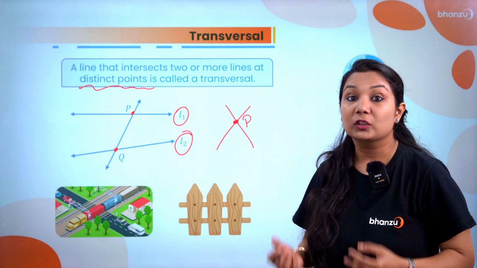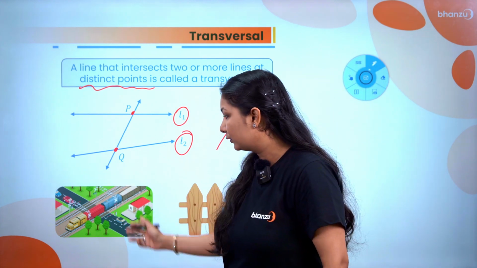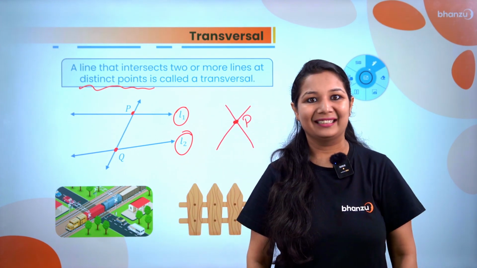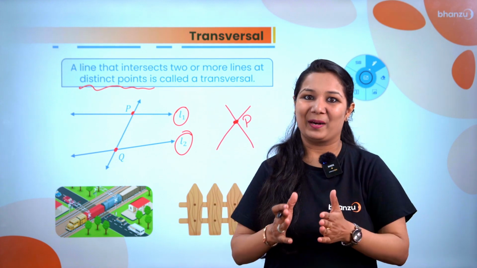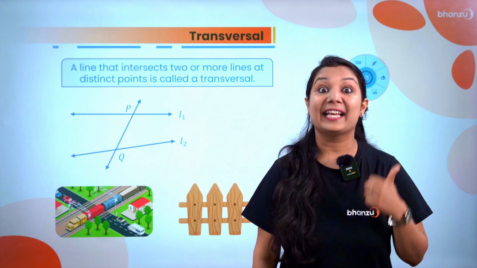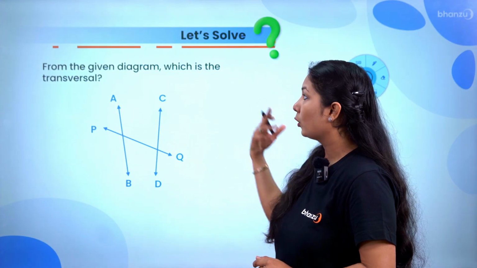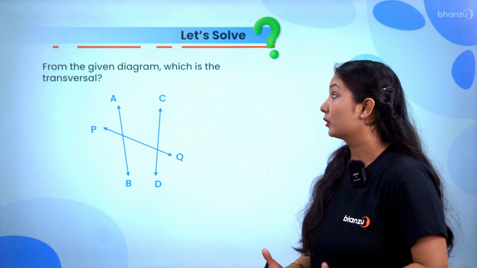For this also we have real life examples like the grill. Yeah, we also have the road crossing. Yes, got it everybody? So till now we have talked about intersecting lines, parallel lines and transversal. So let's move ahead and solve a few questions.